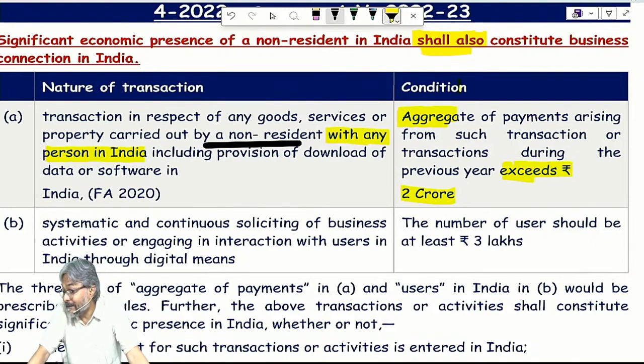And outside India, the presence of the asset in India, employees in India, and the payroll in India should be up to 50%, less than 50%. Less than, there it was less than. Significant economic presence: for the turnover criteria, the aggregate of the supply by the non-resident to any person in India should be more than 2 crores. More than 2 crores.